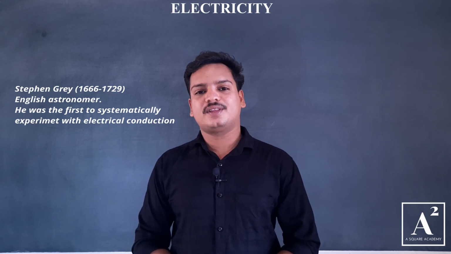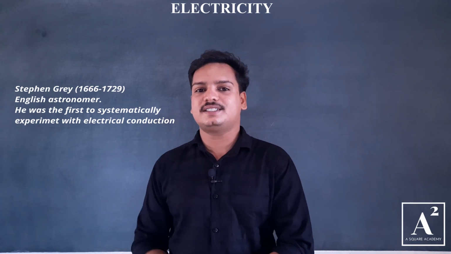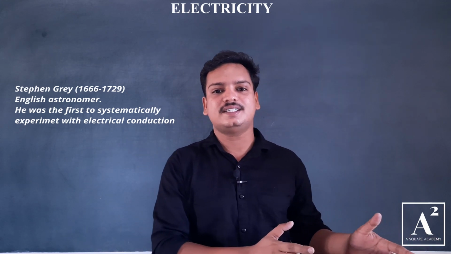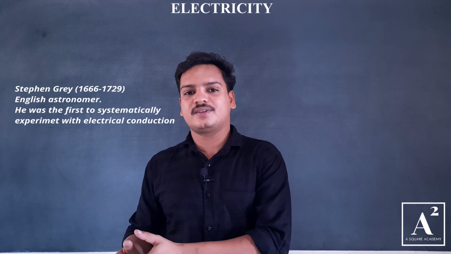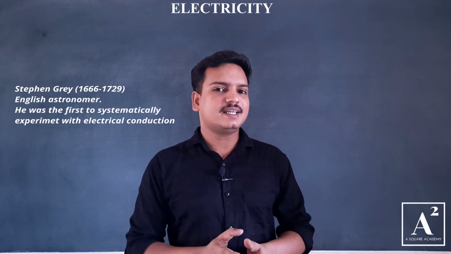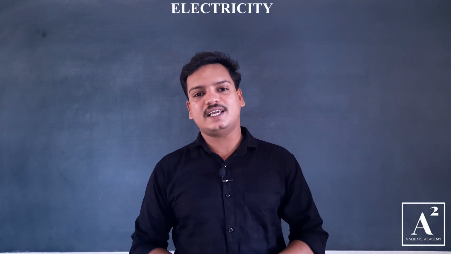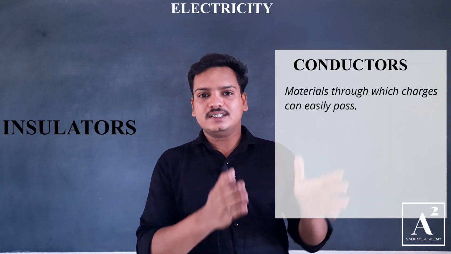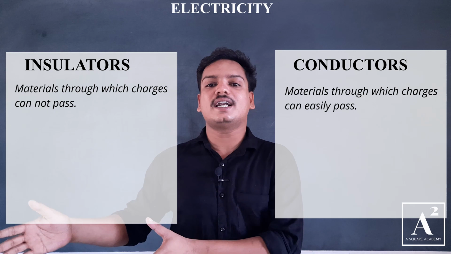First one, Stephen Gray. In the 18th century, Stephen Gray was also interested in studies related to electricity. During one of his experiments, he noticed that some materials can conduct electricity, or transfer electric charge from one material to another. Such materials he called conductors. At the same time, some materials cannot do this. Such materials he called insulators. So, according to Stephen Gray, there are two kinds of materials: first, conductors, second, insulators. Conductors are the materials which can conduct electricity, and insulators are the materials that cannot conduct electricity.